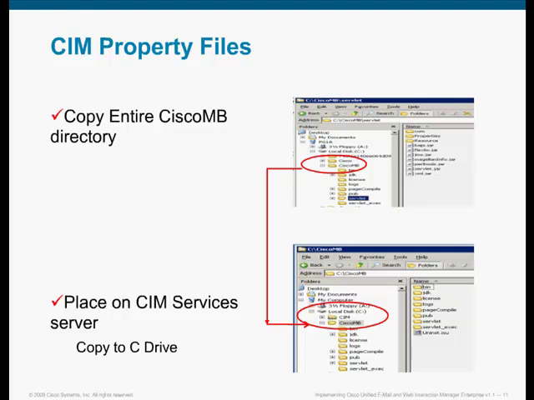After you have defined the values in the property files, then the entire Cisco CMB directory needs to be copied to the services server. The Cisco CMB directory on the services server needs to be placed in the same directory as it is on the Cisco Media Blender. In this case, we will place it in the directory C:/Cisco CMB.